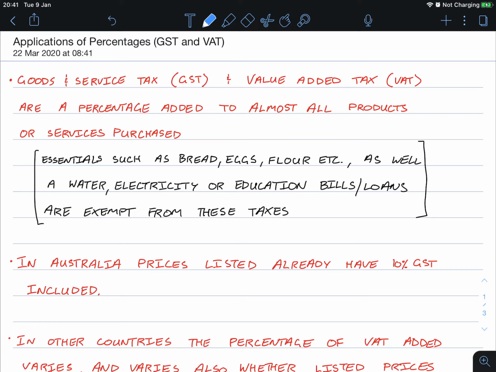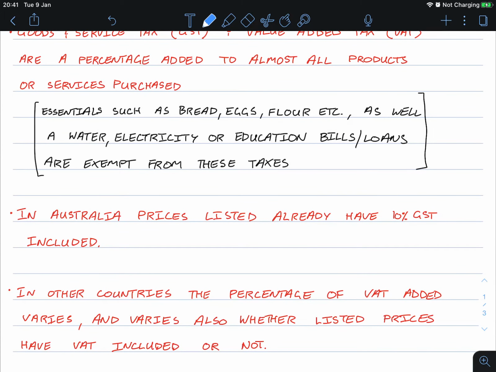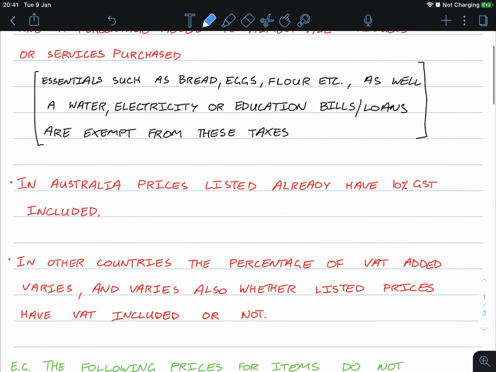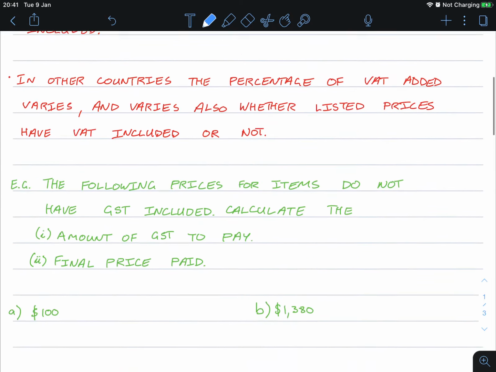In Australia, prices listed that we see in stores already have a 10% GST included. In Australia it's always 10%. However, in other countries, VAT differs, and it also differs whether or not the listed price has the VAT already added to it. So let's just do some mathematical problems involving this.